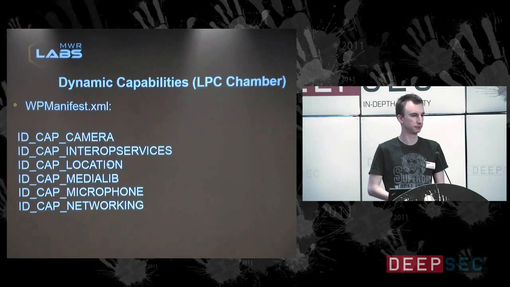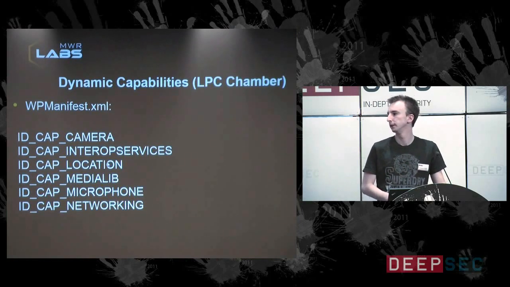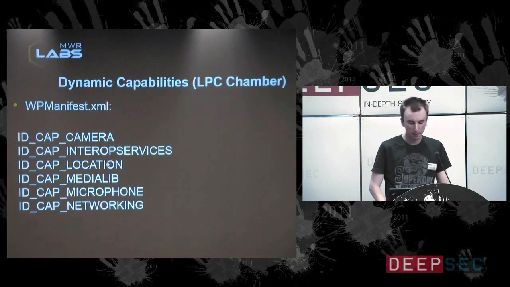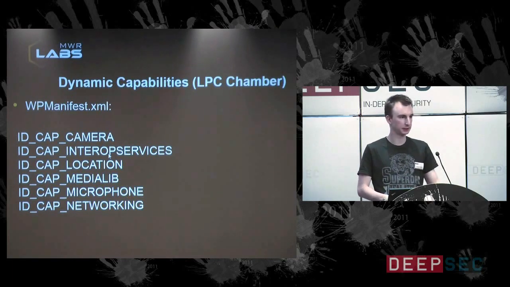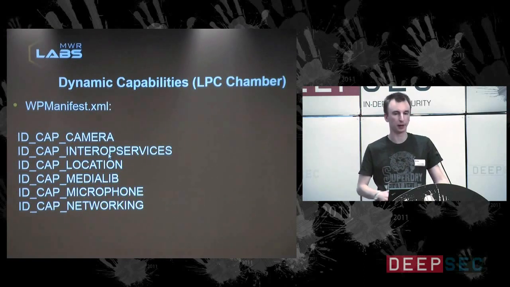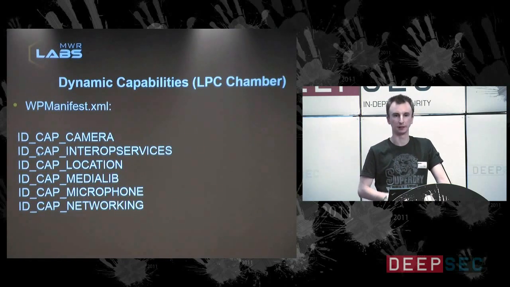So when you develop an application for Windows Phone 7, you specify what capabilities the application should have. These are things which are security critical or privacy critical functionality, such as access to the camera, access to the microphone, networking, and so on. When the application is deployed onto the device, the capabilities are parsed and the LPC chamber is provisioned with access to this additional functionality. But by default, the LPC chamber is really locked down, and you can't access any of this functionality without the capabilities.